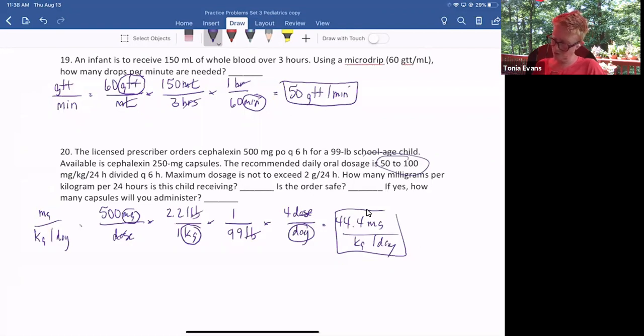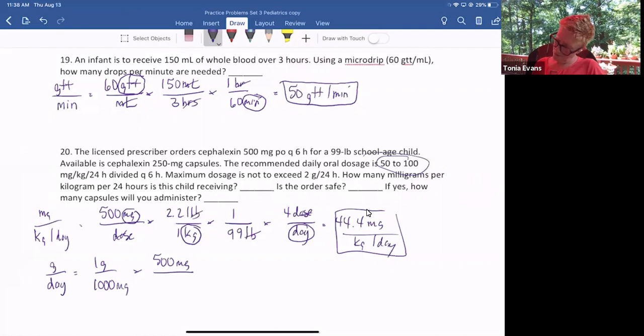If yes, how many capsules will you administer? Oh, I forgot we have a daily max. Let's figure that out first. Okay, our maximum dosage is not to exceed 2 grams in 24 hours. So how many grams per day is this child receiving? We're getting 500 milligrams. So I need to convert grams to milligrams. We're getting 500 milligrams per dose.